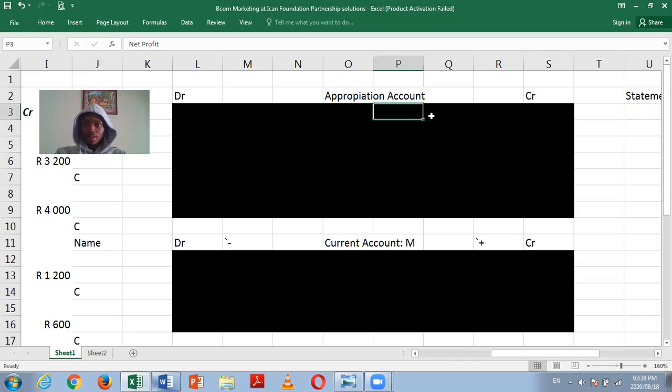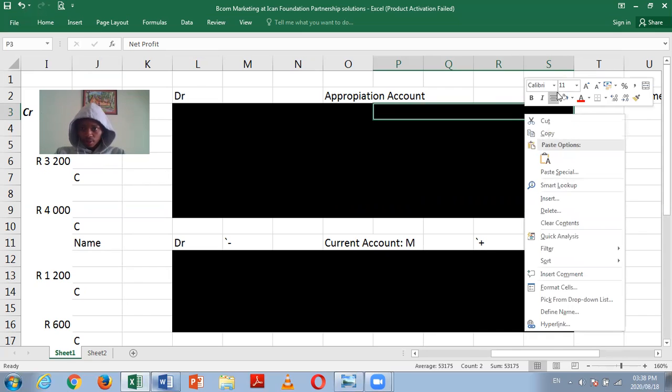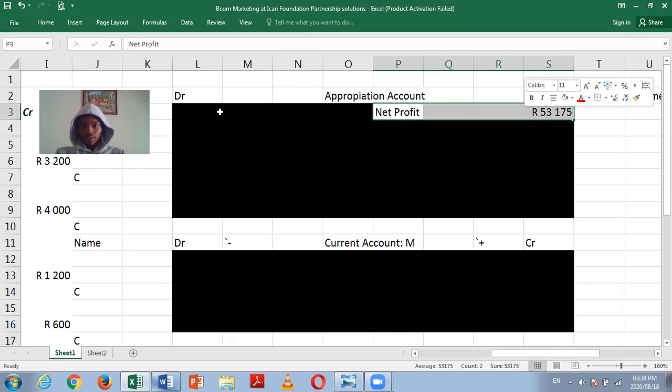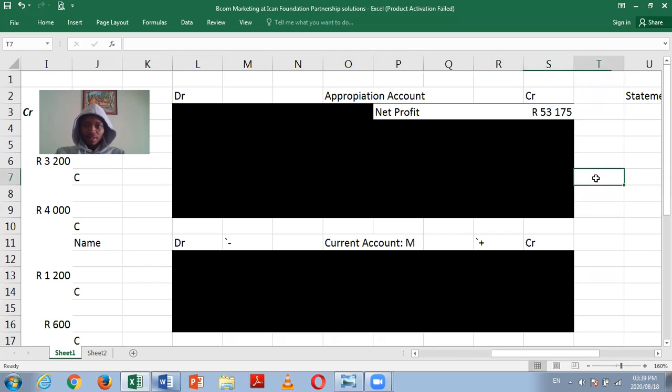Okay, so the first one, we're going to have the profit. We have net profit at the beginning, which is 5.3, how much was it? 5.3175. Right? The fact that it's a net profit, you're going to put it on the credit side. Why? Because remember, I told you that income we're going to put on the credit side of the appropriation, but whatever the partnership is spending, we're going to put on the debit side. So if it was a loss, we're going to have that net loss on the debit side.